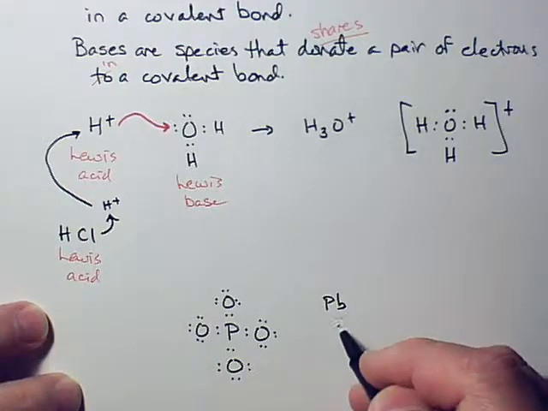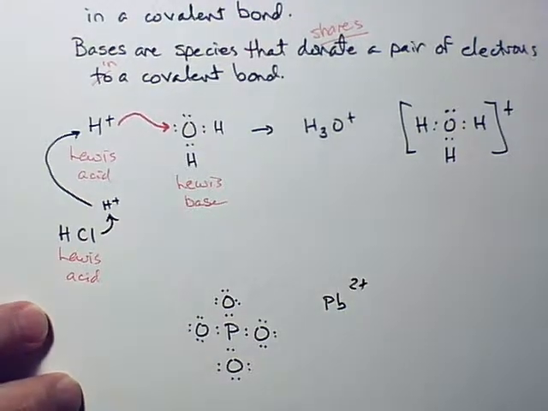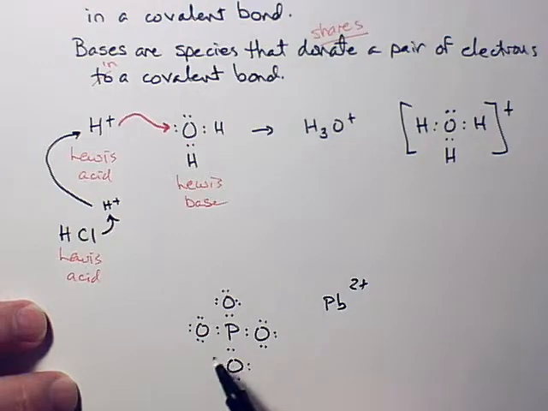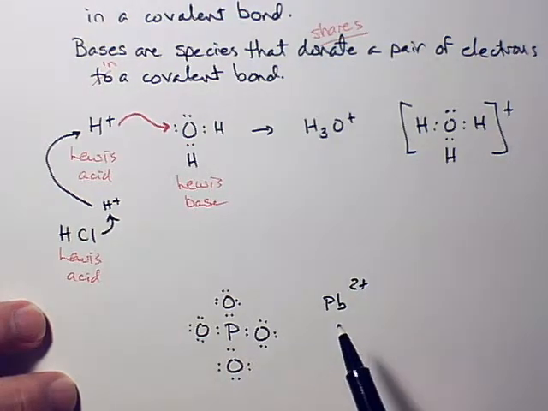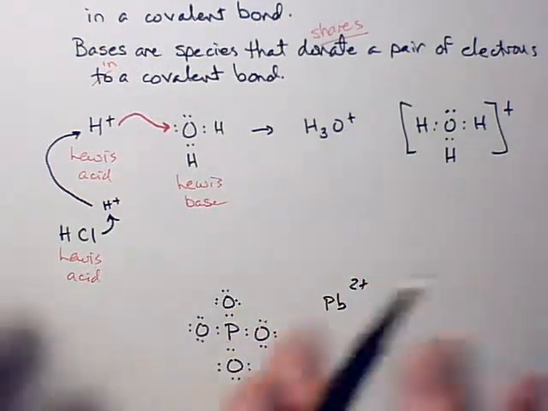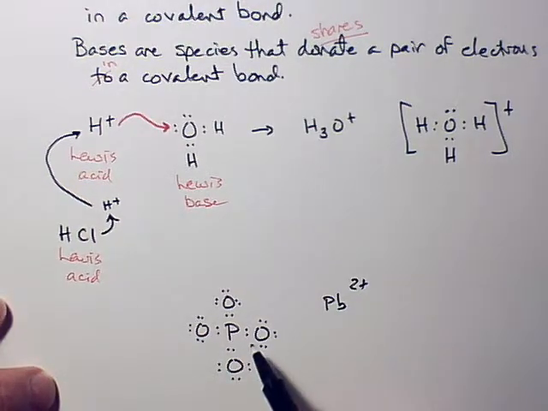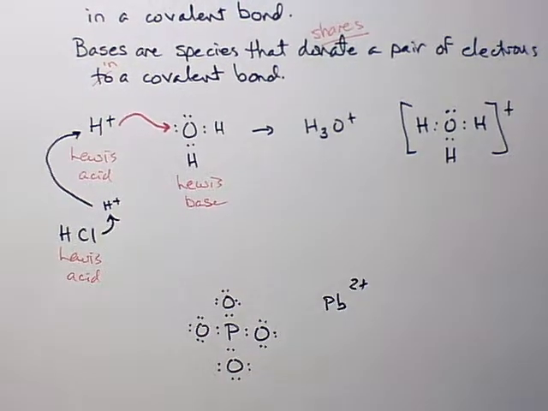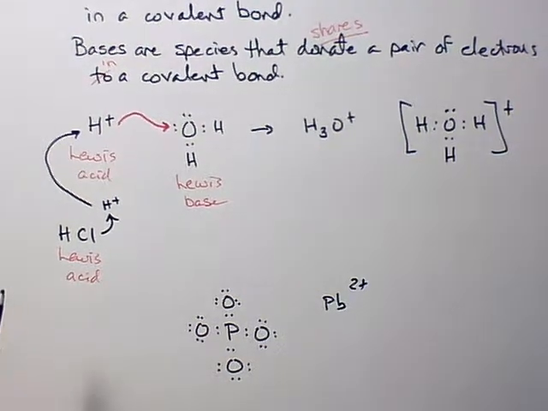Okay, let's use lead 2. Now, I'm not going to try to balance the formula because we'd have 3 leads and 2 phosphates, okay? But we're going to keep this really, really simple. Which one of these two is donating a pair of electrons to a covalent bond to form a solid? The phosphate. Which one's going to accept that pair of electrons? The lead. There's your acid base right there.